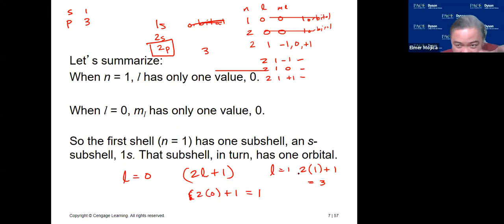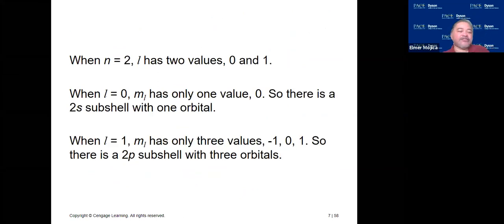So let's go. There's still other things there. When N is equal to 2, your L has 2 values, 0 and 1. You know this is the S and this is a P. When L is equal to 0, your M sub L only has 1 value. So there is only a 2S subshell with 1 orbital. Now when L is equal to 1, your M sub L has 3 values, -1, 0, and 1. So there is a 2p subshell with 3 orbitals.